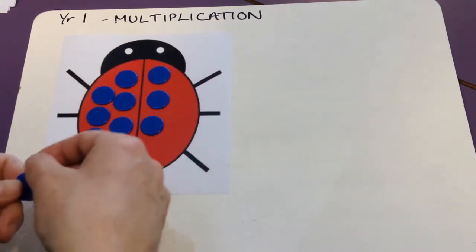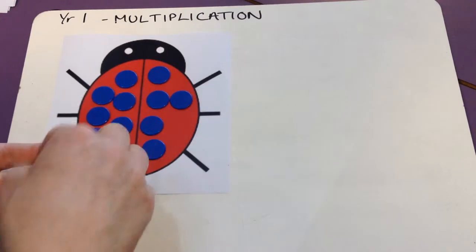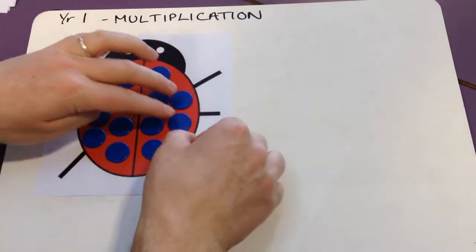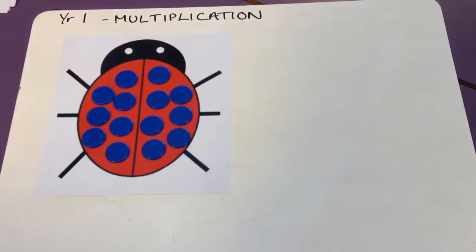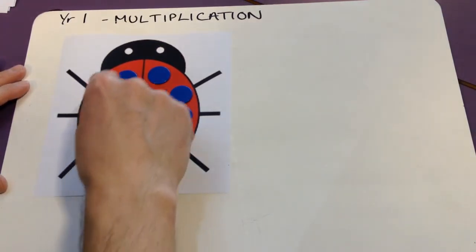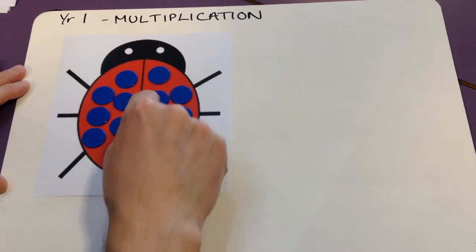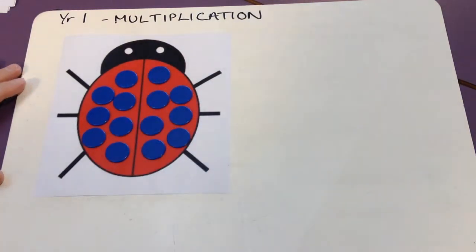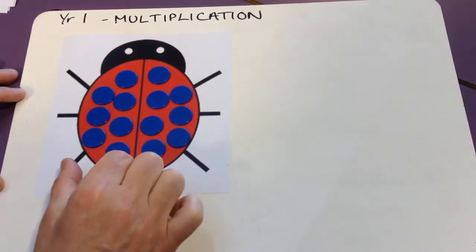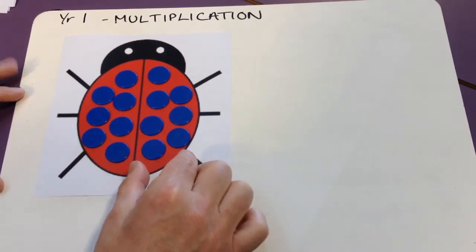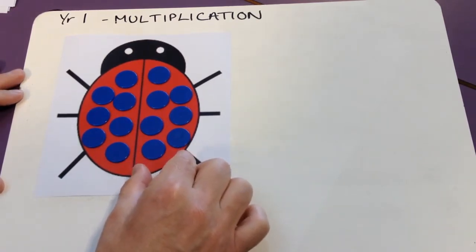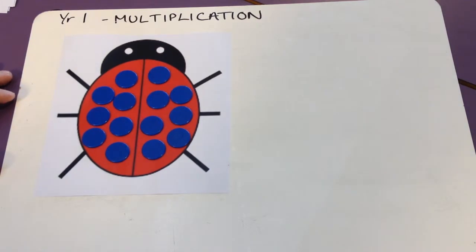1, 2, 3, 4, 5, 6, 7. Then we can count up how many we've got altogether. 1, 2, 3, 4, 5, 6, 7, 8, 9, 10, 11, 12, 13, 14 spots altogether. So we started with 7, we doubled it, we have the same amount again, and then we ended up with 14 spots altogether. We can do the same with the domino image.